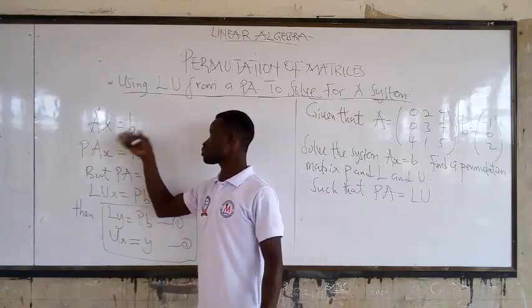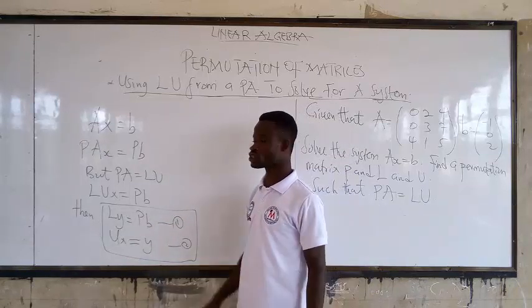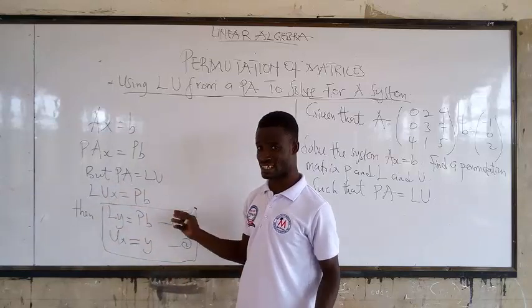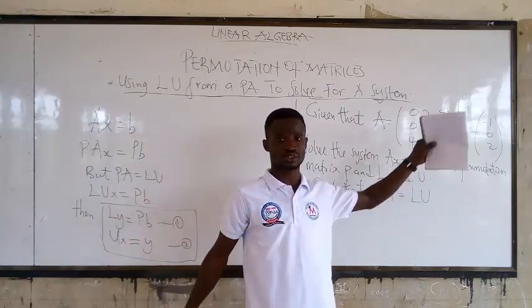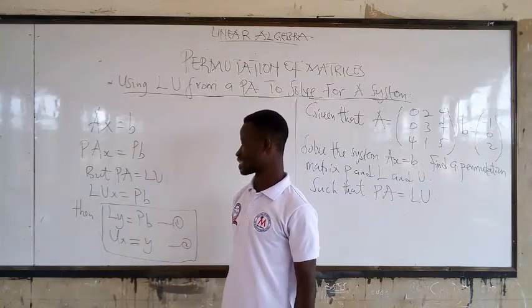B. So here you multiply through by P because you want to generate this from a permutation. So multiply through by P and you will get this. But you know that PA is equal to what? LU. We have already established that. Go back to the previous video. So that means that we are going to get this.